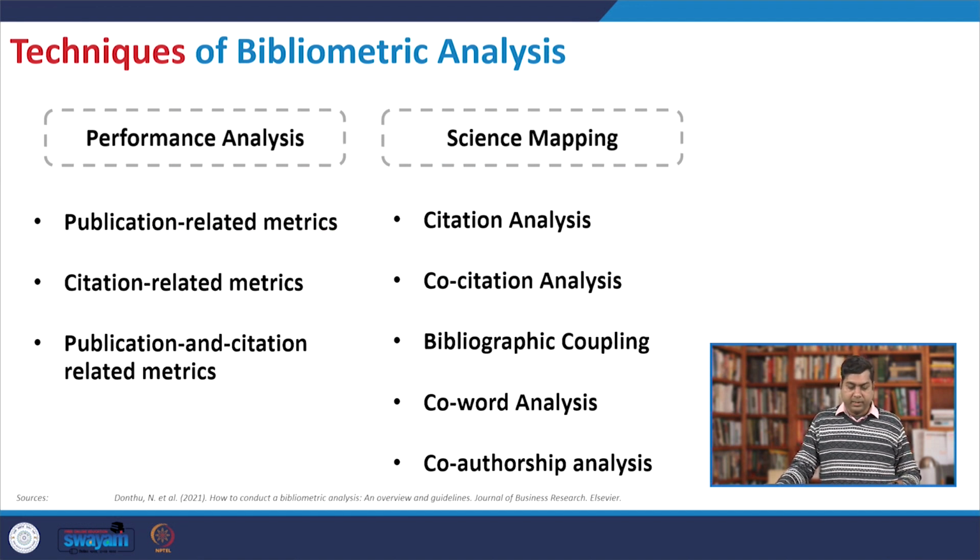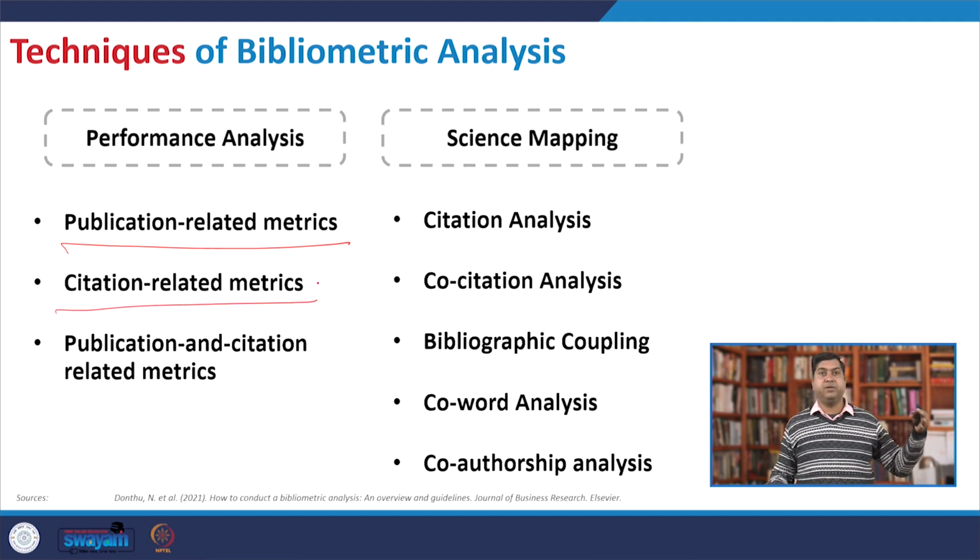Now, performance analysis, what we normally look at. Publication-related metrics: for this particular paper or journal, what are the metrics? There is something called citation, there is something called impact factor, there is something called H index. We will also discuss that in a subsequent slide. Citation-related metrics: if a paper is highly cited, and also citation over time. So, normally this is a common phenomenon.